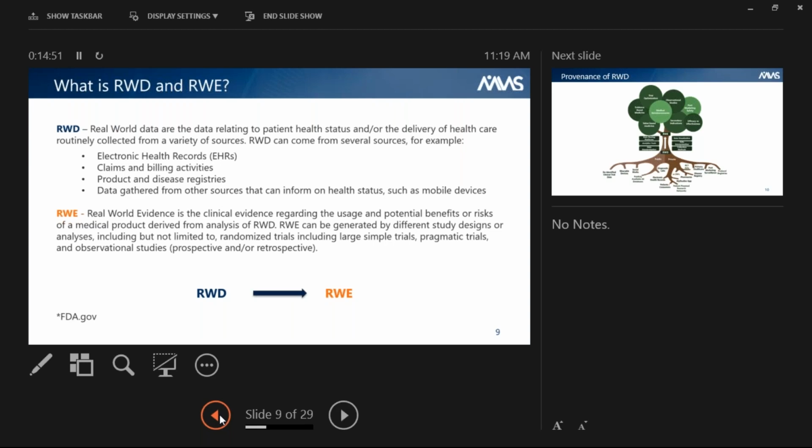Let's talk about what RWE is. RWE is the clinical evidence generated after analyzing our real-world data. Clinical evidence generated from RWD for pharmaceutical drugs' usage, benefits, and risk. So the evidence is generated from RWD. I tried to simplify this, and I think you'll get a better idea once we move on to the next slide. Next slide, please.